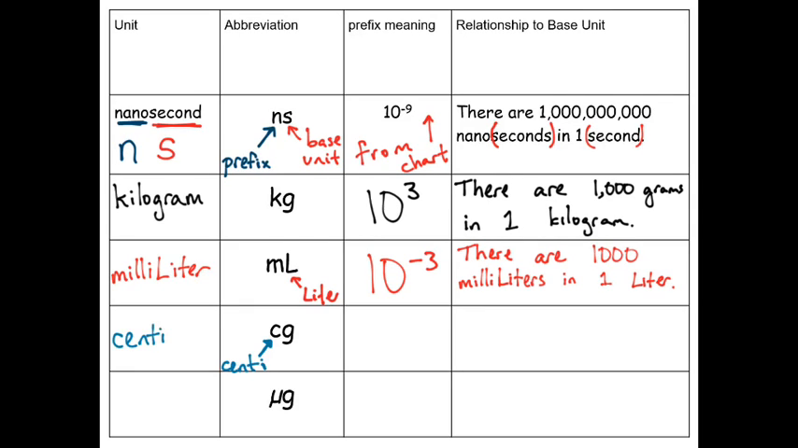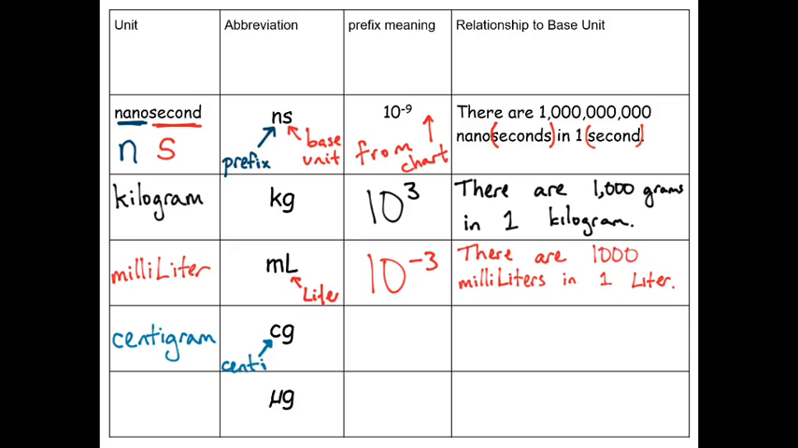So I'm actually glad you mentioned that. If there's 2 letters, the first one is a prefix, the second letter is a base unit. If you ever have just 1 letter, it's got to be the base unit. But if you have 2 letters, the first one's a prefix, the second one's a base unit. Now let's do some scientific notation here.